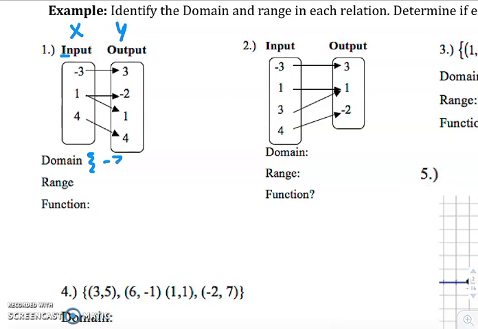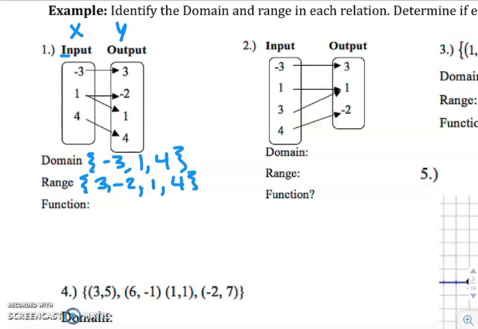So -3, 1, and 4. Those are just all of your x values. The range are going to be your y values. So 3, -2, 1, and 4. So the question is, after listing your domain and range values, is this relation a function?